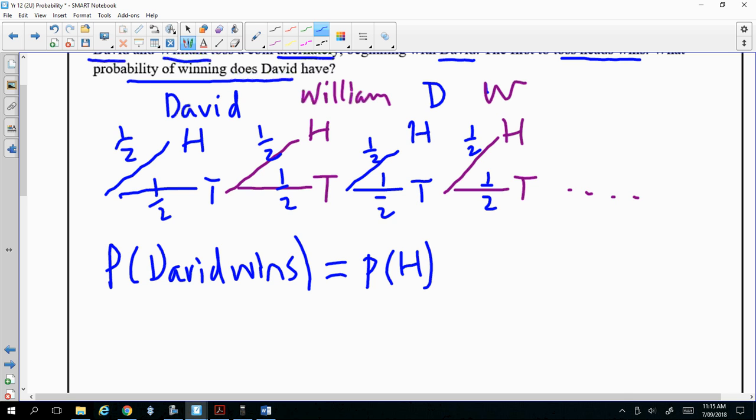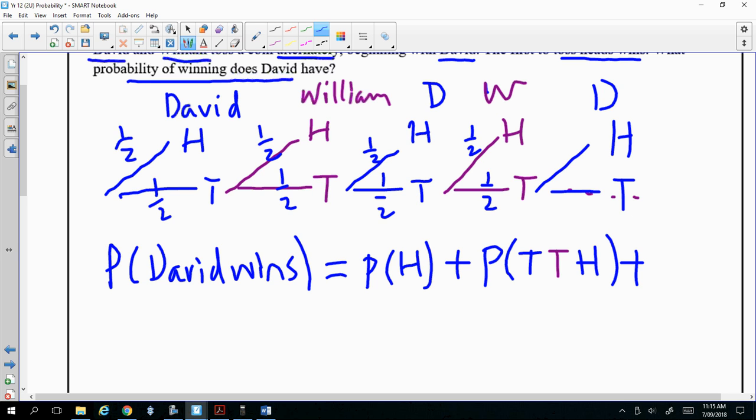Or that means David could win on the second toss. That means both David and William get a tail, and then on the third toss, David gets a head. Does that make sense? Or it could be, let's do it one more time, David's turn, head or tail. Or David could win on the fifth toss, where David goes first, gets a tail, William gets a tail, and then David gets a tail again, William gets a tail, but on the fifth toss, David wins, etc.